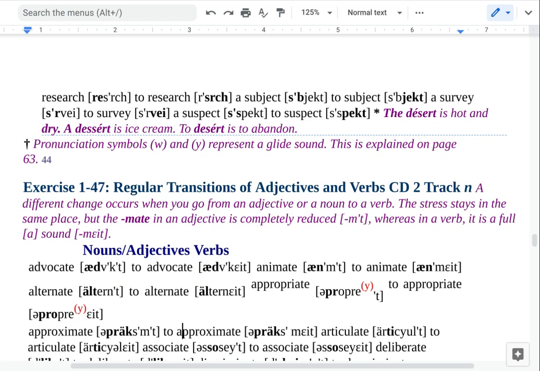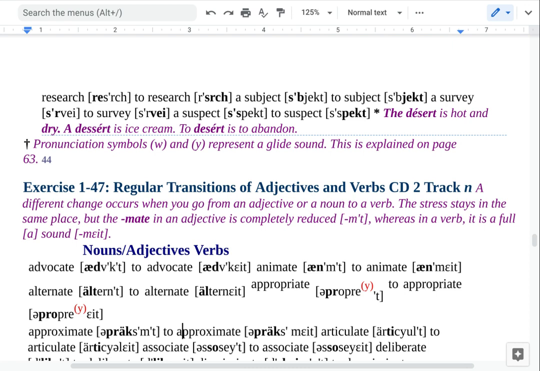Exercise 147. Regular transitions of adjectives and verbs. A different change occurs when you go from an adjective or a noun to a verb. The stress stays in the same place, but the MAT in an adjective is completely reduced to mat, whereas in a verb it's a full A sound, mate.